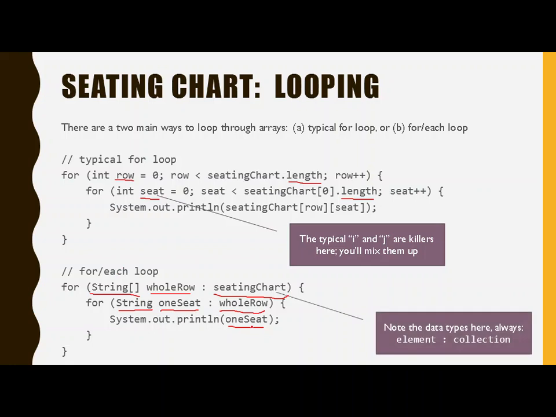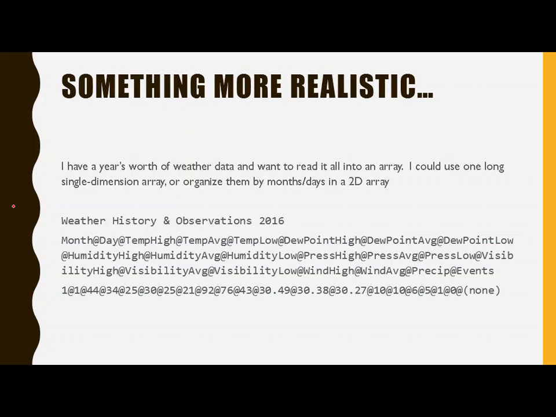All right, so again, here's just a little more hint about it, where you put the element first, the data type of the element, and then the actual collection that you're trying to look into. All right, now if you want something a little more realistic, let's say that I have weather data for a whole year in a file, and I want to put it in an array. Maybe I think of putting it in a 2D array organized by months and days.